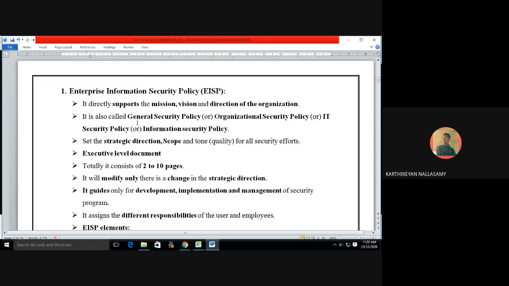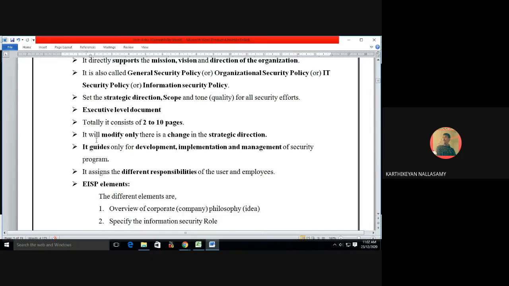It will be implemented by the top-level management. Normally the size of this enterprise policy must be 2 to 10 pages, and it must be defined for the entire organization. We only upgrade this EISP if there are changes in the strategic direction, meaning changes in the vision and mission.